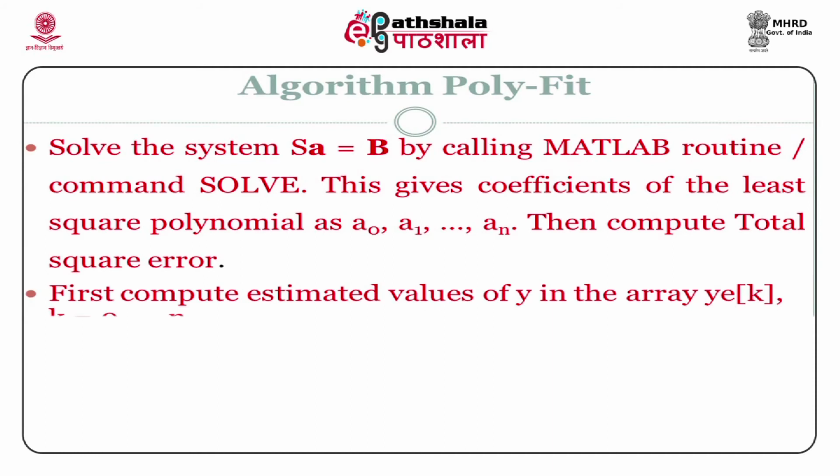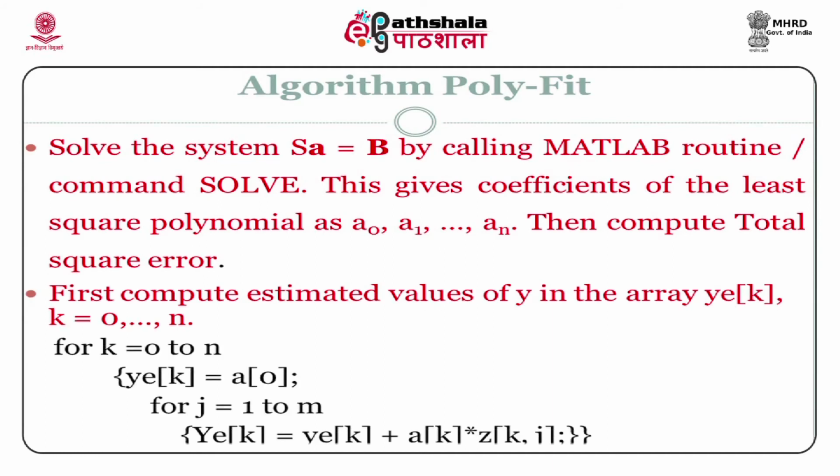So first compute the estimated values of y in the array ye k, for k equal to 0 to n. We take for k equal to 0 to n, ye k equal to a0 as initialization, and then you go on adding term by term there. So for j equal to 1 to m, ye k equal to ye k plus aj star zkj. Zkj is xk raised to j. So that is how we go on adding, and we get ye k.